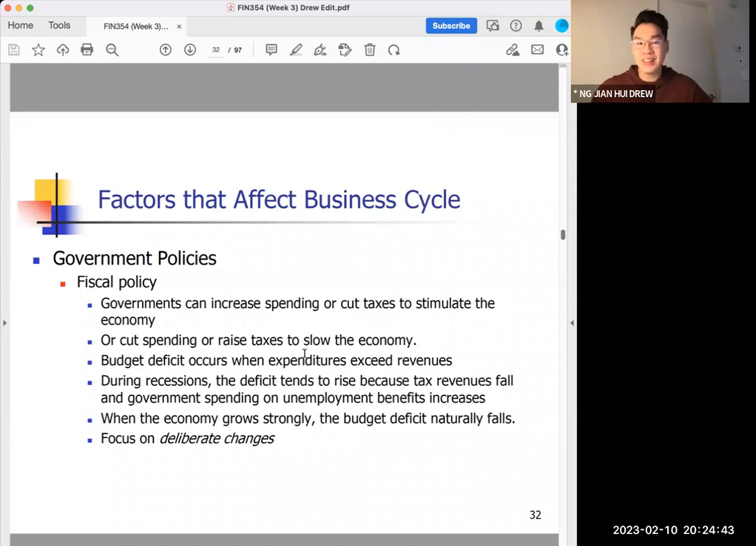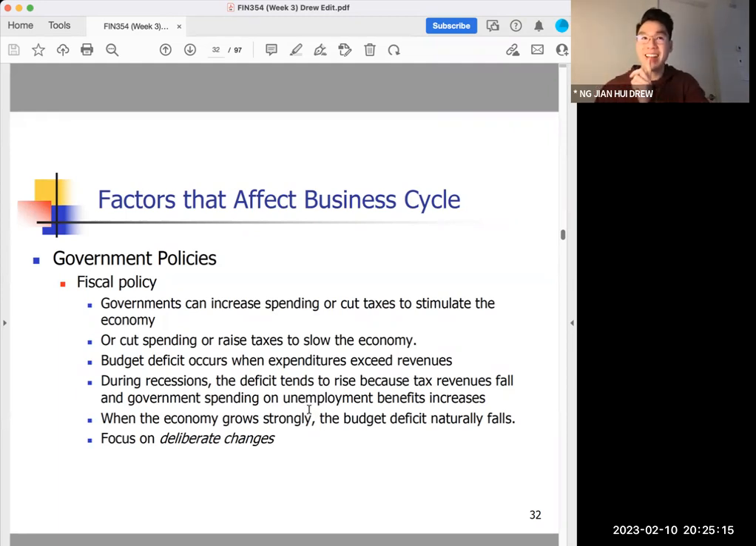So usually fiscal policy is used to stimulate the market during, let's say, a recession. You increase spending, hopefully to generate more productivity in the market. They could also use unemployment benefits, or when we talk about COVID, COVID stimulus. Those help to stimulate the market as well.